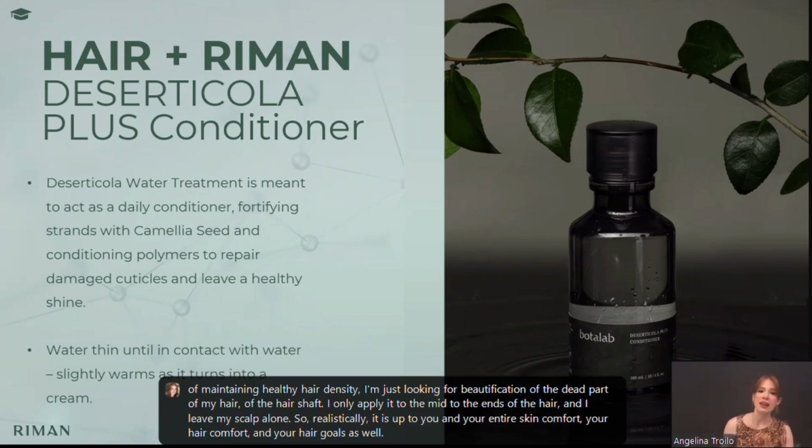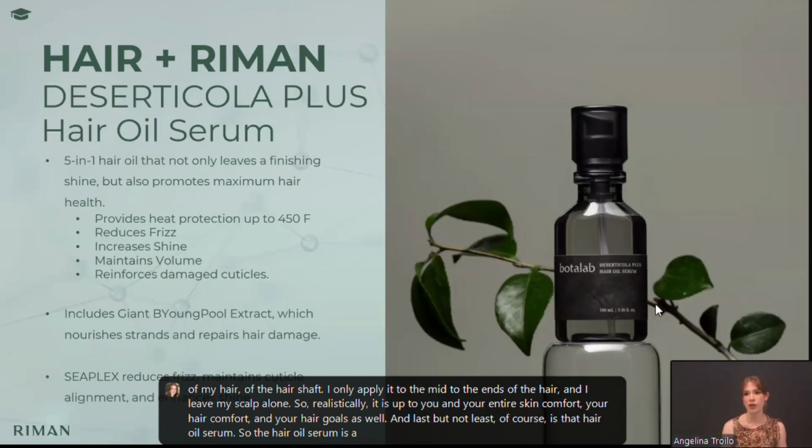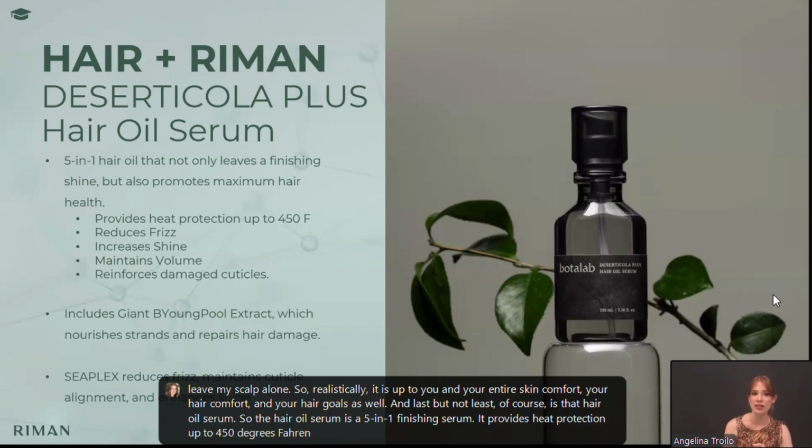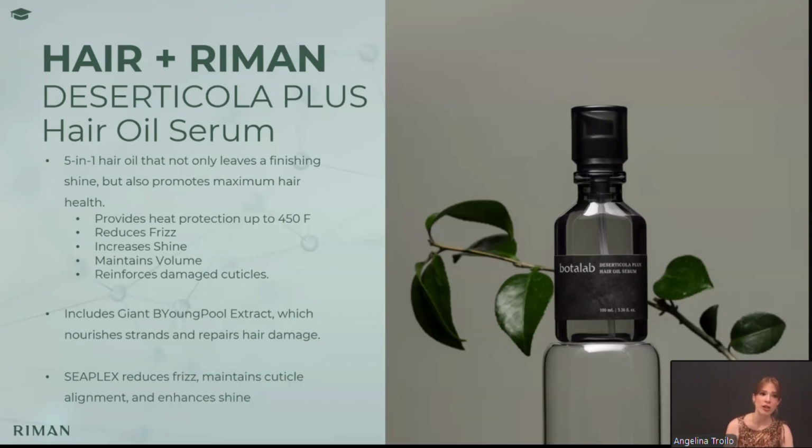So realistically, it is up to you, your skin comfort, your hair comfort, and your hair goals as well. And last but not least, of course, is that hair oil serum. So the hair oil serum is a 5-in-1 finishing serum. It provides heat protection up to 450 degrees Fahrenheit, increases shine, reduces frizz, maintains volume, and seals damaged cuticles. It also includes giant byungpo leaf extract, which helps, again, nourish strands and repair damage.